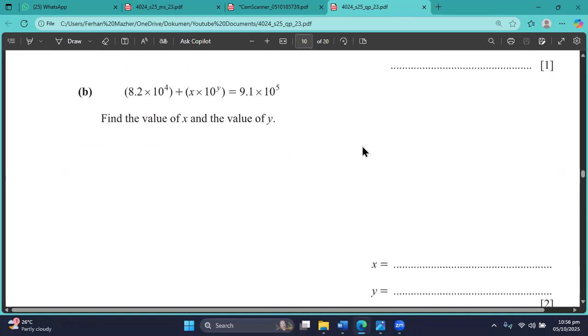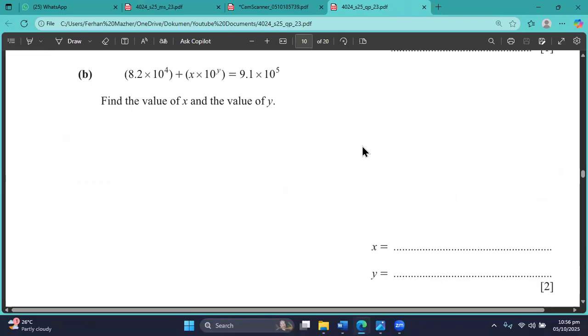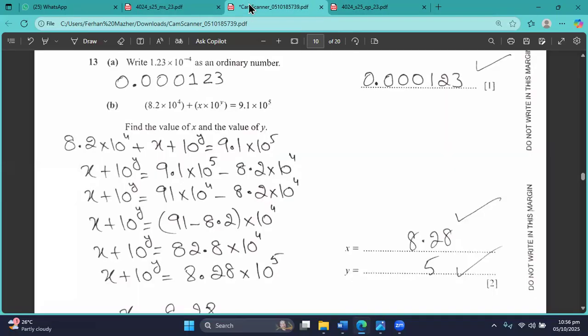Question number 13, B part. It's a 2 marks question. We have to find out the value of the x and the y. It says 8.2 x power 4 plus x power y is equals to 9.1 x power 5. Find the values of the x and the value of the y.